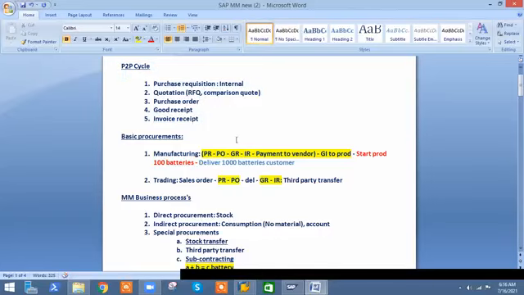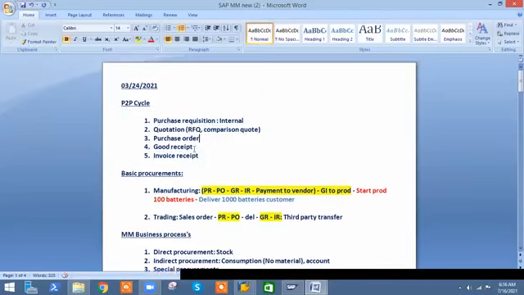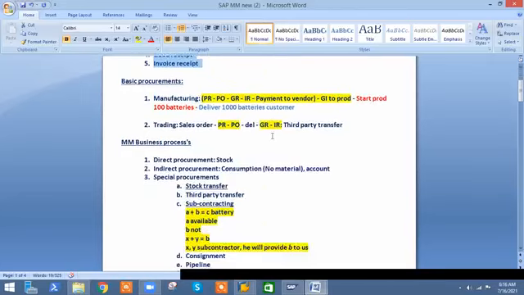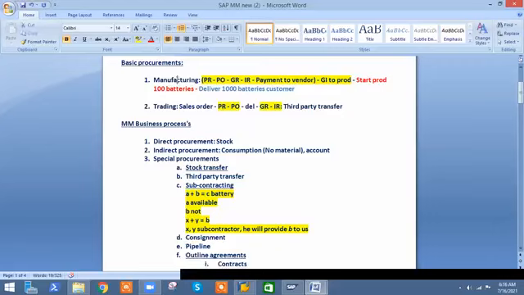So in the entire MM, you are going to deal with these five transactions only. But to do these transactions, we need to have a lot of data. What kind of data is required? There are three different types of data available. I'll explain. See here, these are the basic procurements.